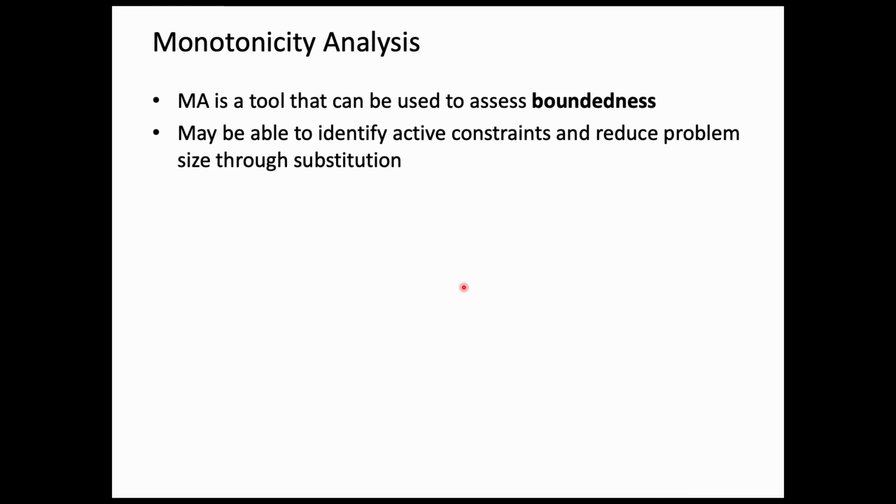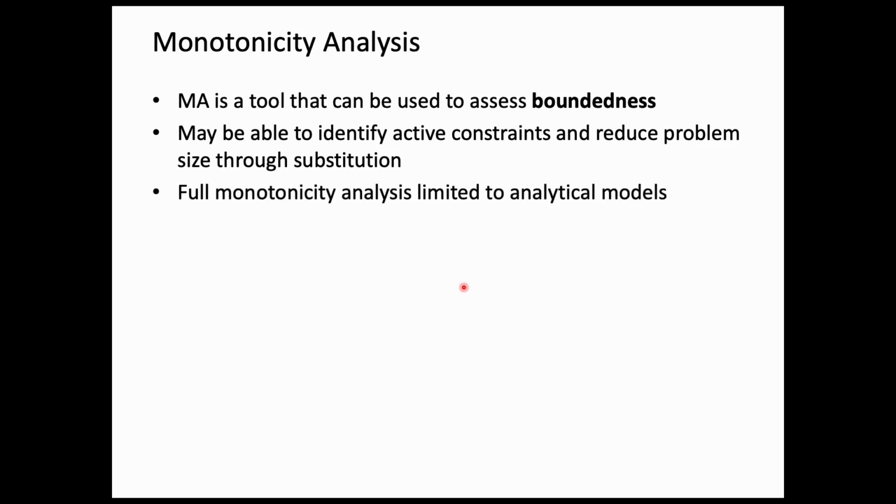Sometimes monotonicity analysis can allow us to identify active constraints and reduce problem size through substitution. So this is known as problem reduction. We're going to have at least one example of problem reduction in a few minutes.